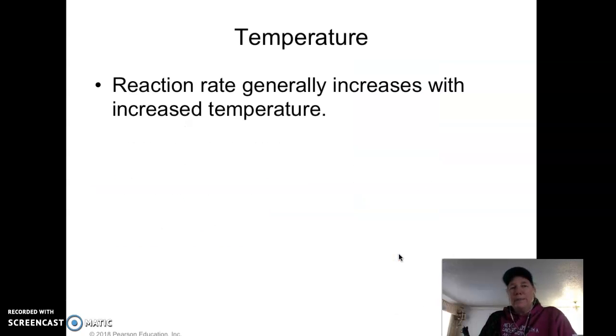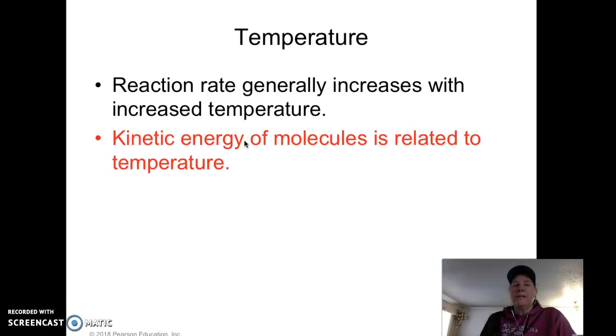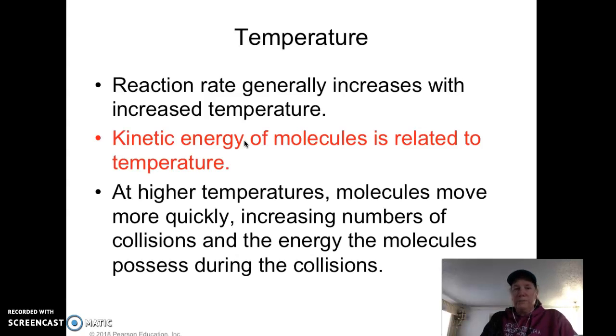Okay, temperature. If you increase the temperature, the reaction rate goes faster. There are a few cases where it's the reverse, but in most cases, if you increase the temperature, your reaction rate is going to increase, because the kinetic energy of the molecules is related to temperature. So if they're moving faster, they're going to bang into each other more, and then you're going to have more of a reaction occurring. At higher temperatures, again, the molecules move much more quickly, and because they're moving around faster, they're going to bang into each other more. The molecules are going to have more energetic collisions, and your reactions are going to happen faster.